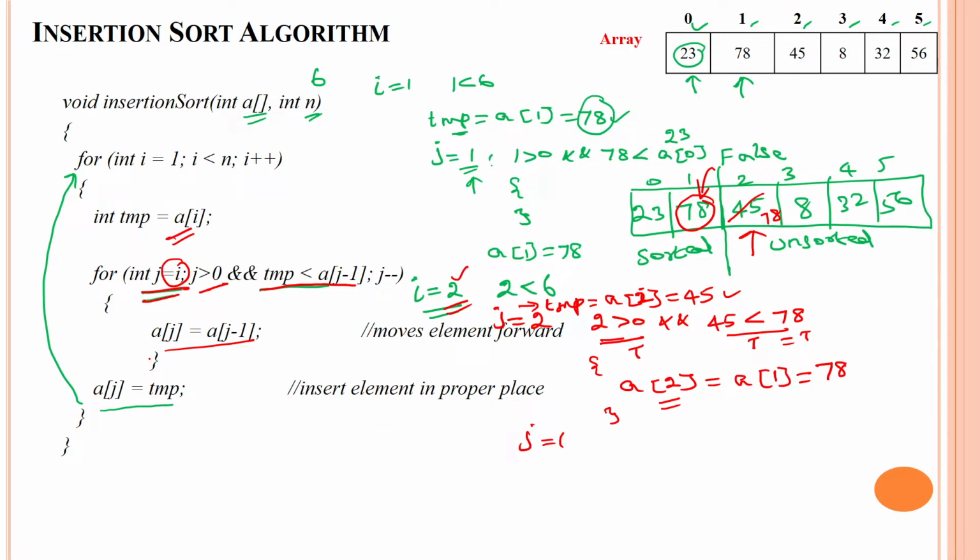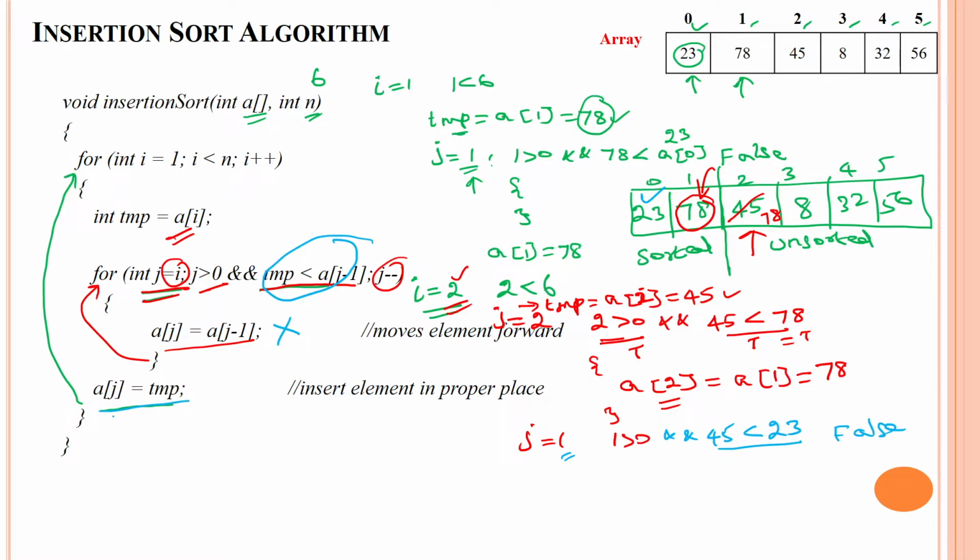So now this is over, j is decremented by 1, then j equals 1, so 1 greater than 0. Then here the temporary is 45. So in this loop, 45 less than a of j minus 1. Here j is 1, so 1 minus 1 is 0. In the 0th location we have 23. So this condition is now false, and once this condition is false, this portion will not execute.